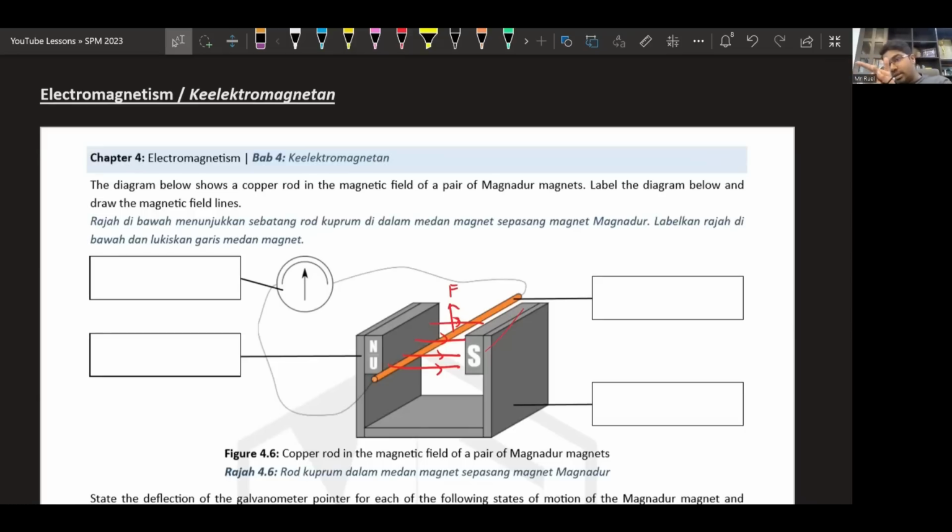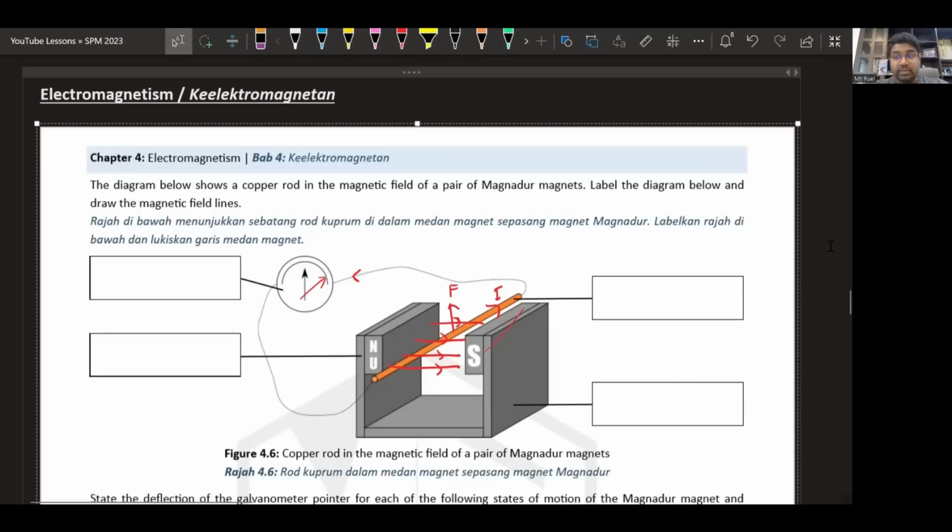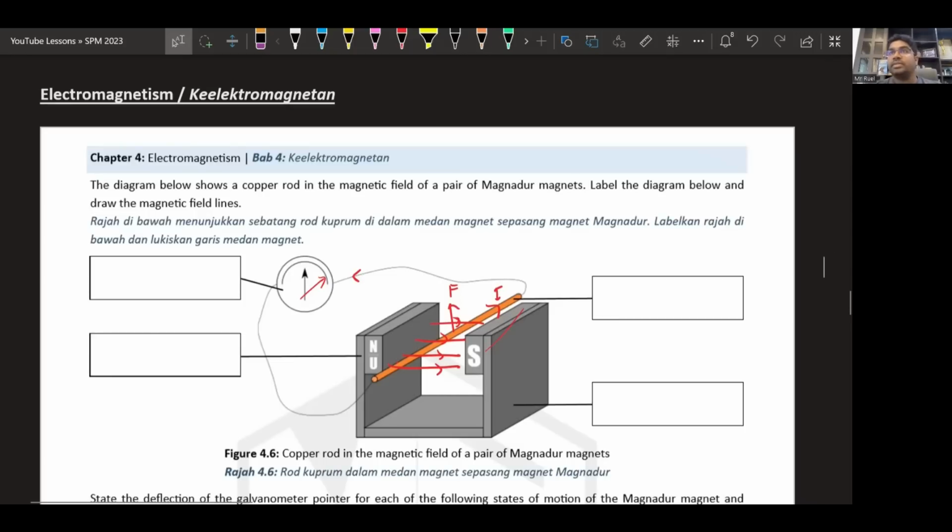So the current end is going away from you, right? Your middle finger. The current is going away from you into the plane. So current is going into the plane, so it's going in here. That means the galvanometer will deflect here. According to our textbook, the galvanometer deflects where the current goes in. So it's going to deflect to the right. So this is right.